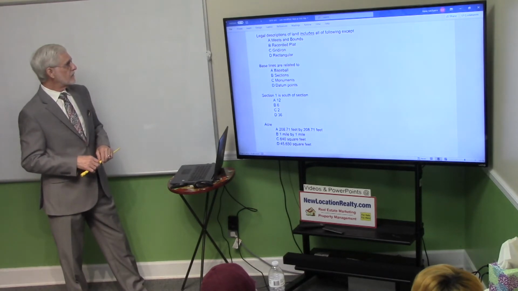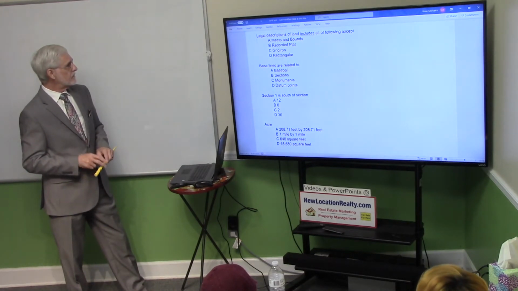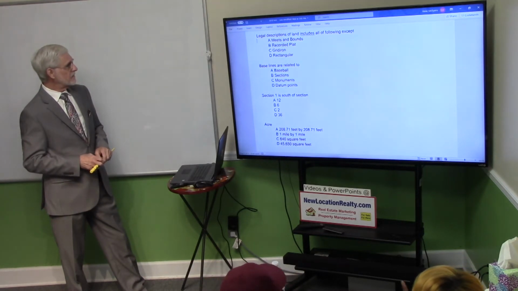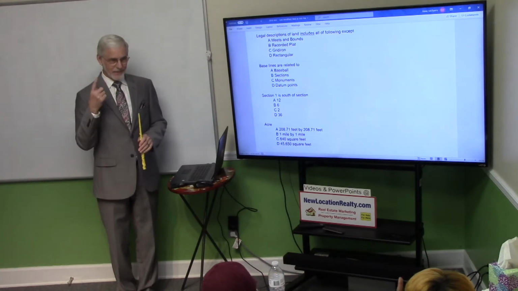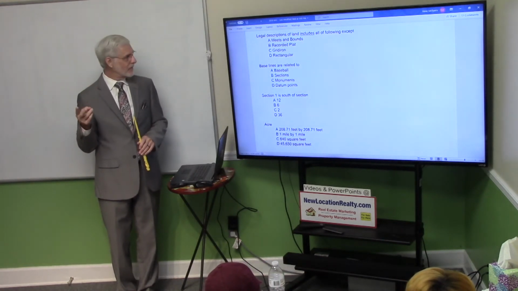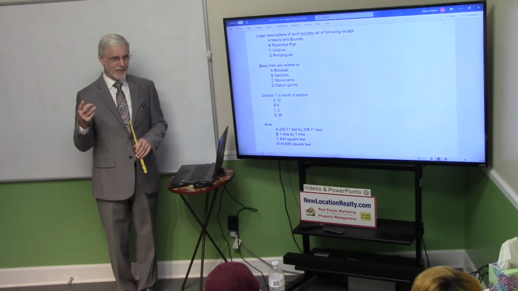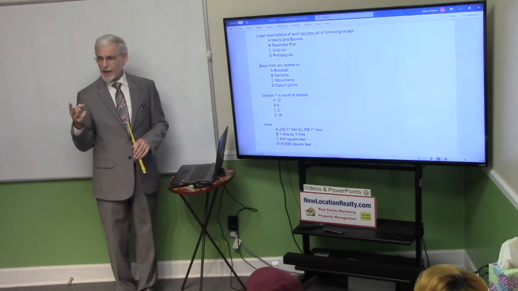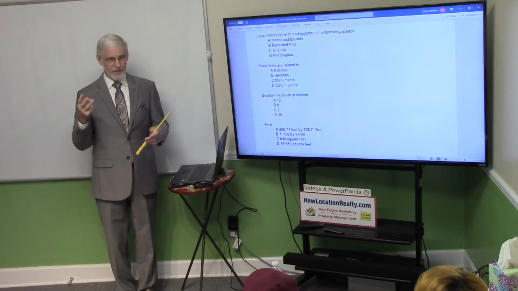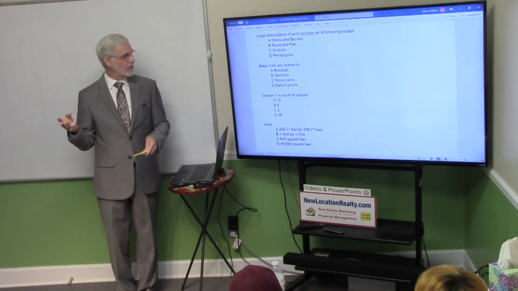Legal description of land includes all of the following except. Or take the except out. We've got metes and bounds, we know that. We've got recorded plat, that's subdivision, lot and block. So it's C, rectangular. Gridiron, Thomas Jefferson's rectangular survey.